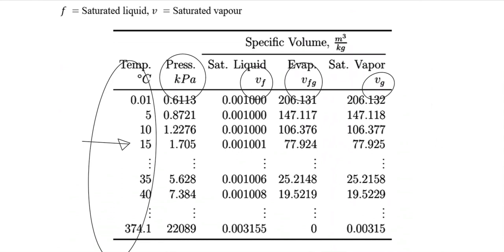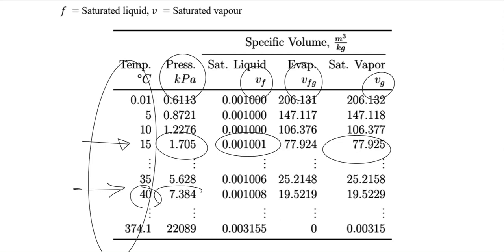If I've been given a temperature of 15 degrees centigrade, for that temperature there would be a saturation pressure, a saturation liquid volume, and a saturation vapor volume or gas volume, and obviously the difference between them. Let's say for another temperature, there would be a saturation pressure over here, a saturation liquid volume, and a saturation gas volume as well.